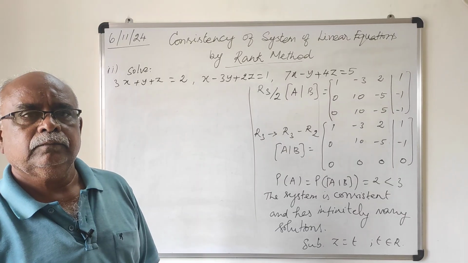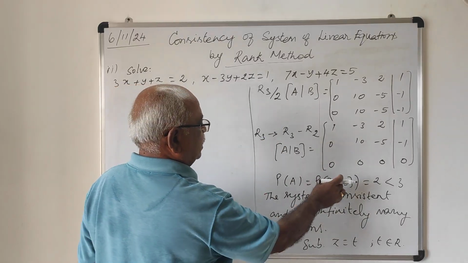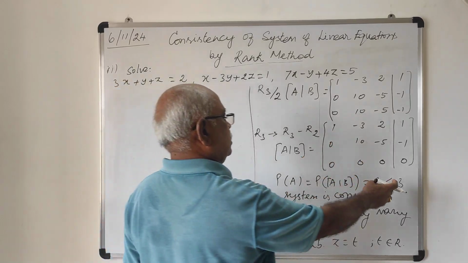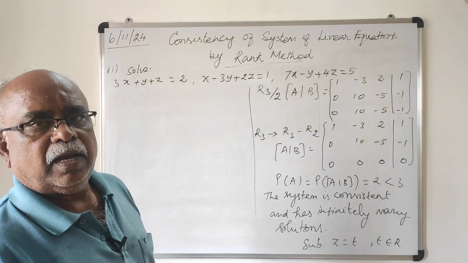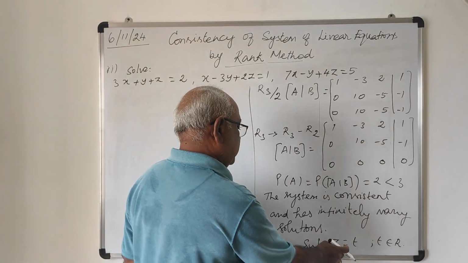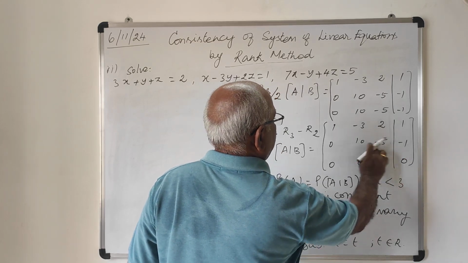Okay. Now, the rank of the coefficient matrix and the rank of the augmented matrix are equal, but less than the number of unknowns. In this case, the system is consistent and has infinitely many solutions. To find the solutions, we have to substitute z equal to t. In the third row, there are no variables.